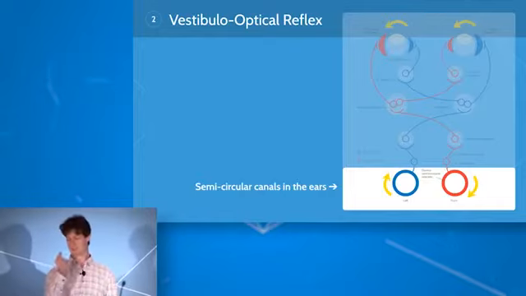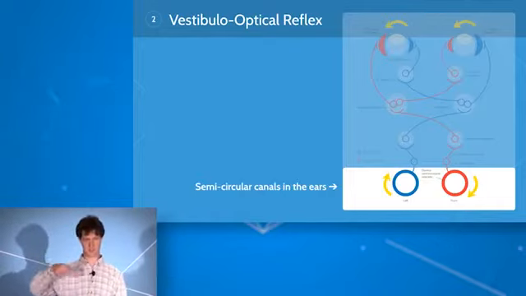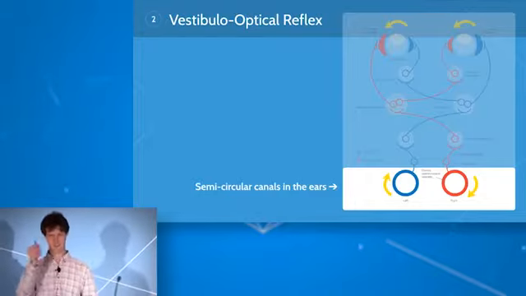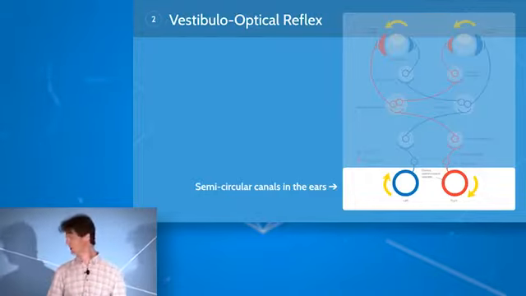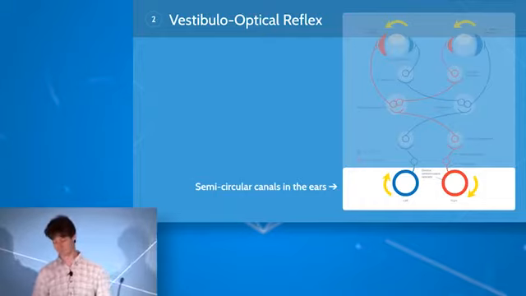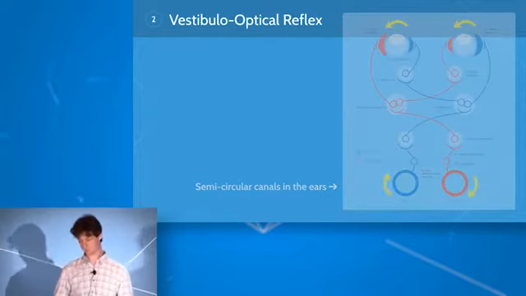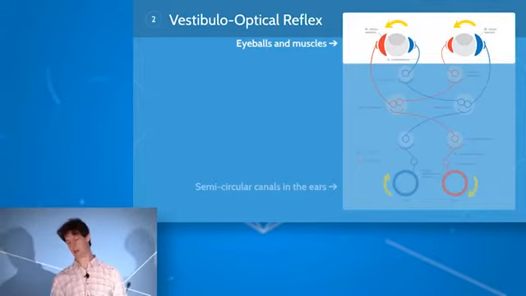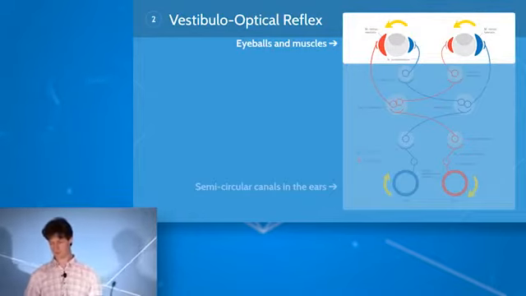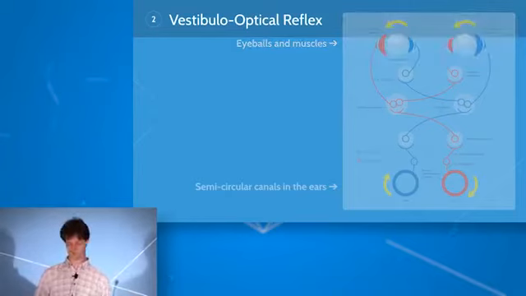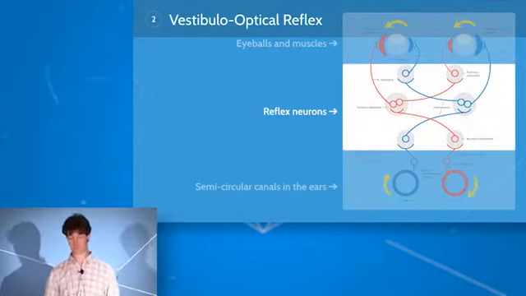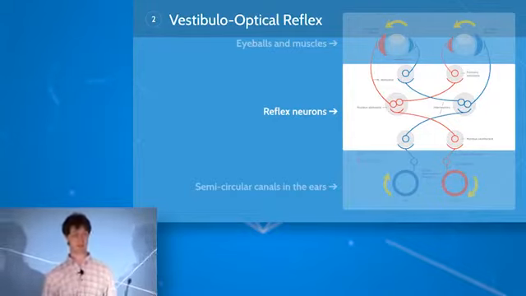It's a bunch of little particles suspended in goo that pulls hairs around. And so when you have acceleration, rotational acceleration. At the top, we have the eyeballs and the muscles that control the eyeballs. And in the middle, we have these reflex neurons. And this is an incredibly simple reflex path. It's one of the fastest reflex paths in the entire body because it has to be.